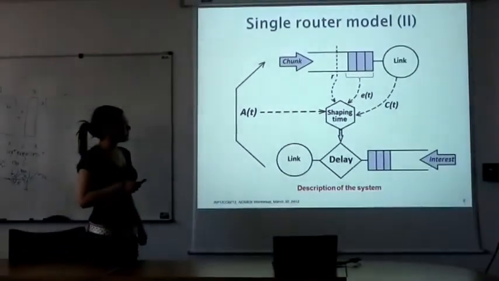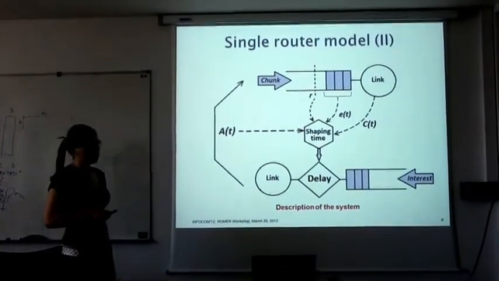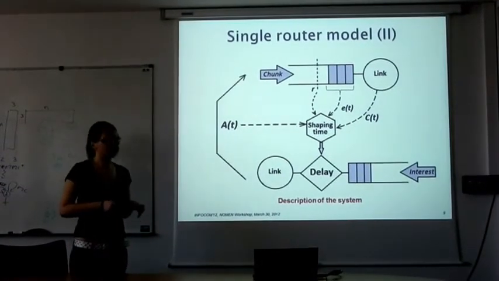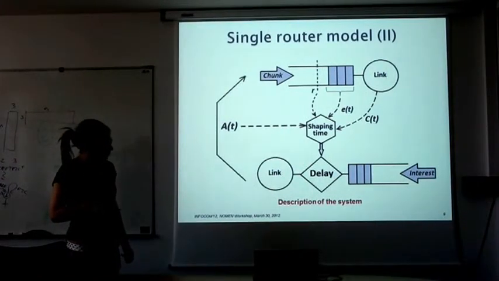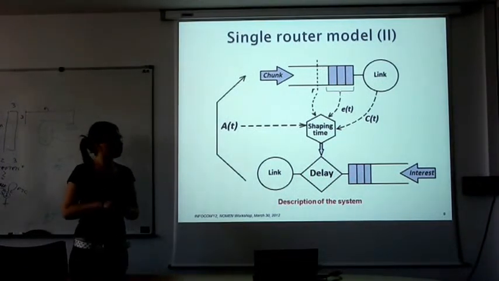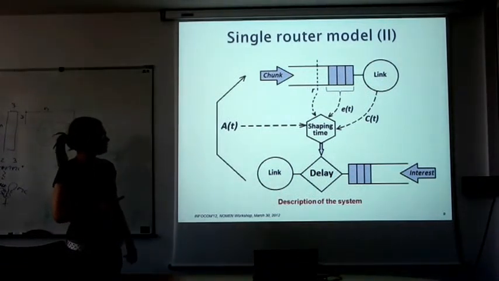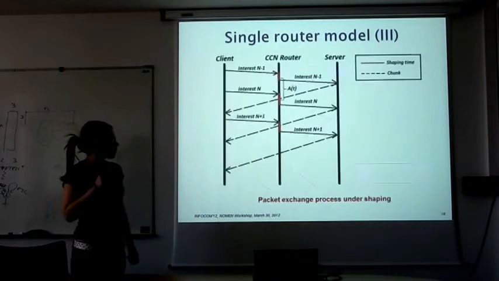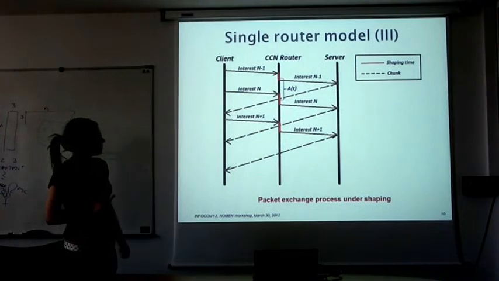Now I explain how our mechanism works. When a chunk arrives into the buffer, we take all necessary settings and we compute the shaping rate. This shaping rate will be transformed to the delay called shaping time that will be applied to the interest packets in this queue. So this delay should be sufficient to control the future chunk rate and to keep the queue length around this threshold R. In this figure, you can see the little delay for each interest packet that will be added in the CCN router. This delay is called shaping time.